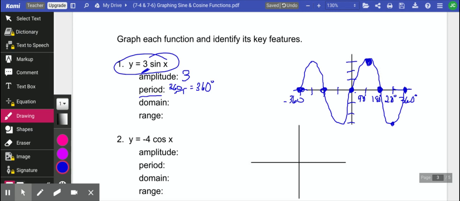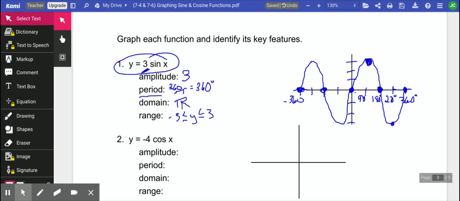Now we're going to fill in the domain. The domain is all real numbers. Okay, this keeps going and going. And the range, instead of being from 1 to negative 1, we're from negative 3 to positive 3 is our range. All right, let's try out another one with cosine.